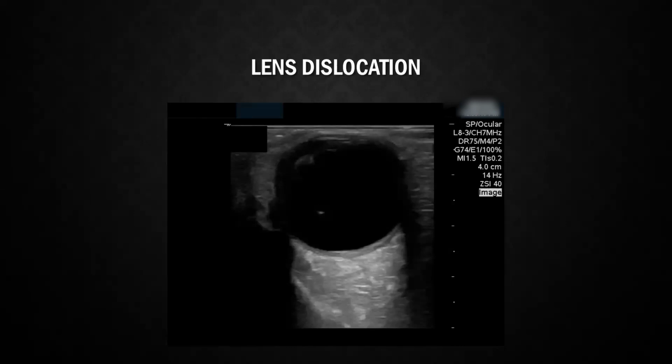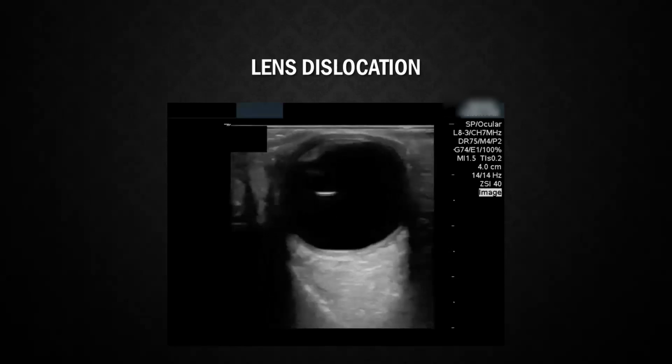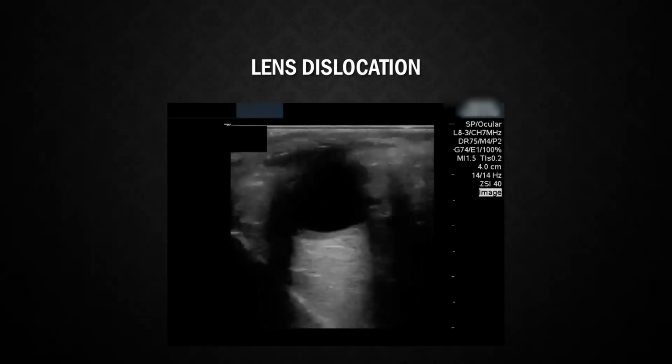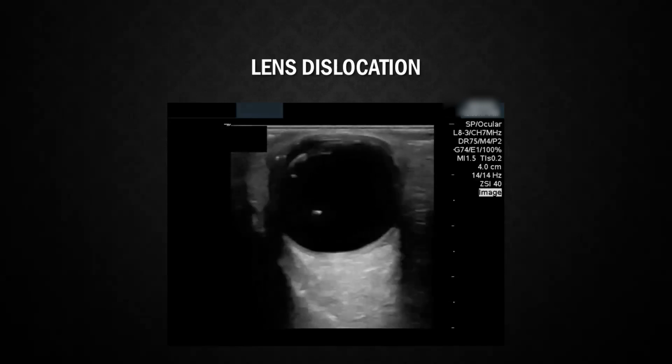And when you're doing your ultrasound, you're going to see a hyperechoic circular object that's floating around in the vitreous body. So you can see a lens dislocation on this imaging. I imagine if you increase the gain a little bit, you might even see that it's circular a little bit better than you can see on this particular image.